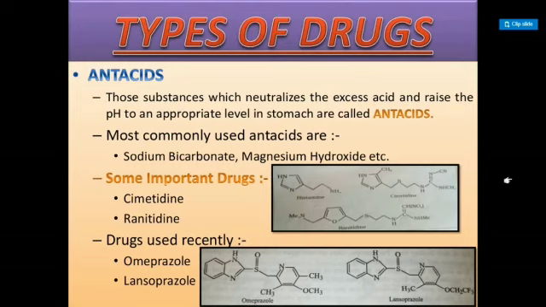Some important drugs: cimetidine, ranitidine, etc. Here the structures of the different drugs are given. Drugs used recently: omeprazole, lansoprazole, etc.